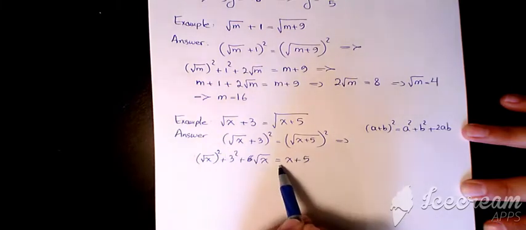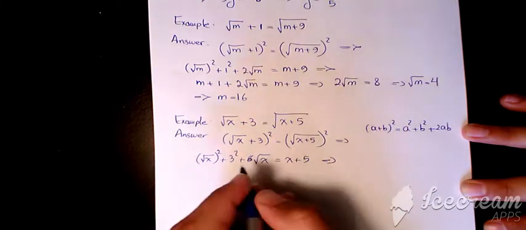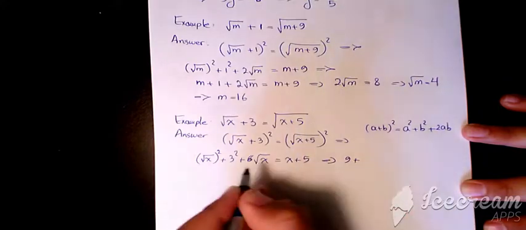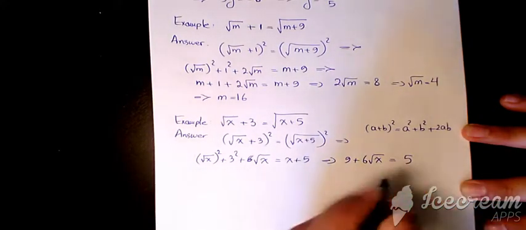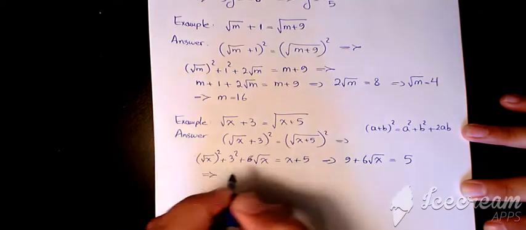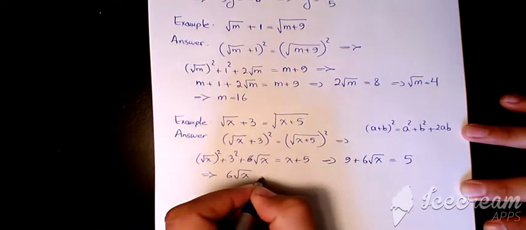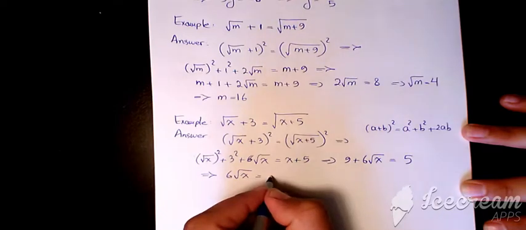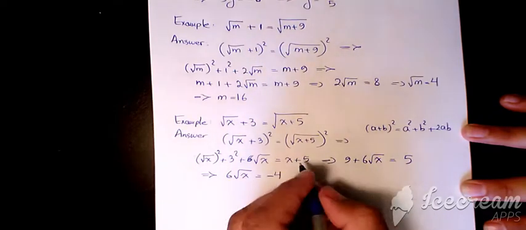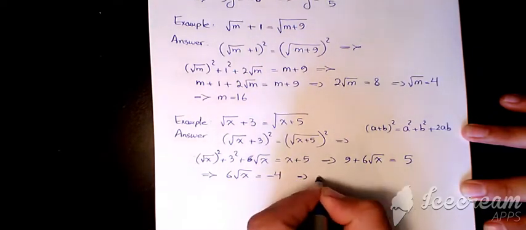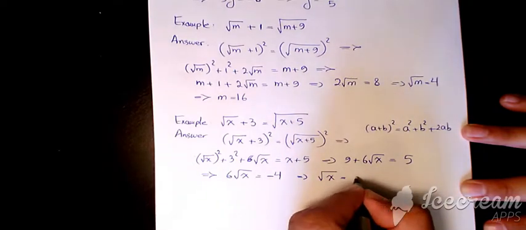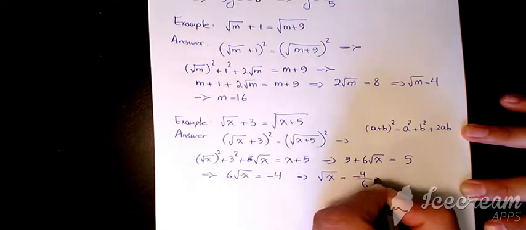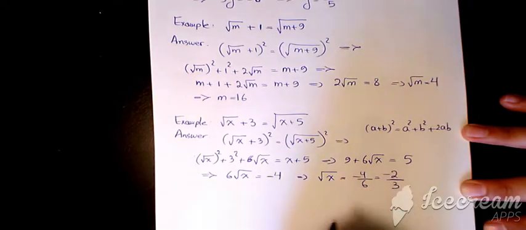This x and this x cancel each other. We will end up having 9, since 3 squared is 9. 6 root x equals 5. Then I can say 6 root x will be equal to 5 minus 9, which is minus 4. And then root x will be equal to negative 4 over 6, or negative 2 over 3.